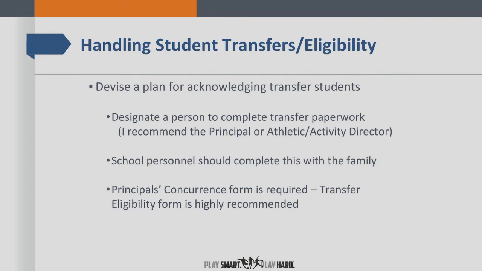You'll see on this slide that I've also recommended that when filling out paperwork for transfer students relative to their participation, that additionally the transfer eligibility form would be completed, as a result of gaining additional information about the student and his or her transfer to your school that may then cause the school to say, yeah, we need an eligibility ruling from the IHSA before we grant this student the opportunity to participate. So those two forms at the very least, I would recommend having completed, though per the bylaws, the only one that is required is the principal's concurrence form.